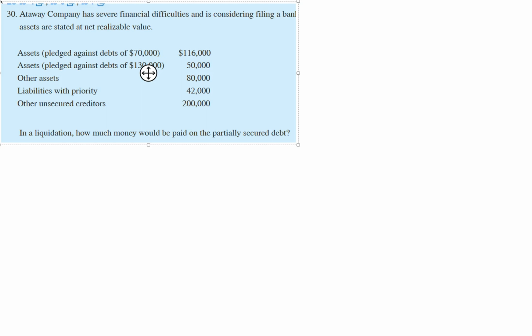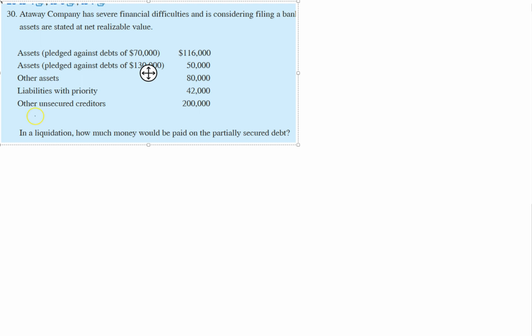Hello everyone, now we will do another quick problem. It's the same type of problem, problem number 30. Here you will see that the company is facing some financial difficulty and is considering filing for bankruptcy, and all of their assets and liabilities are given. So you need to check how much money will be paid on the partially secured debt. So we have to check what we mean by partially secured debt.